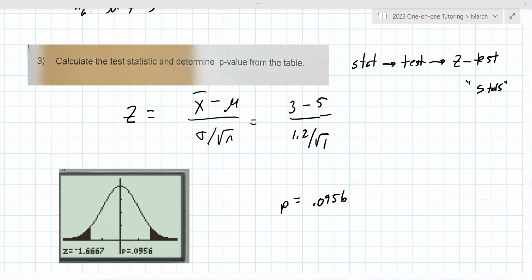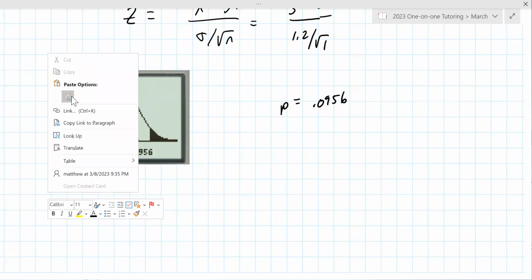Now we can do part 4. I want you to look at your notes again and decide whether you support or reject the hypothesis based on this P value and the alpha level here. Here we go.